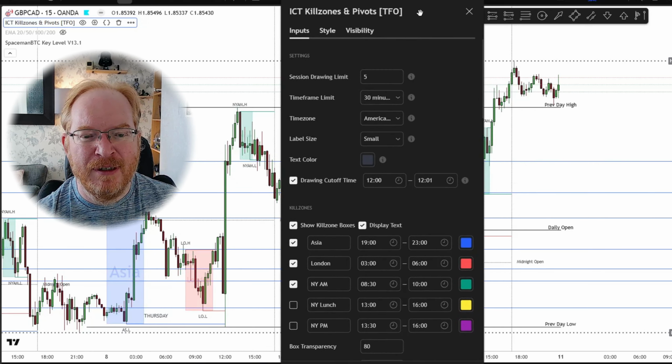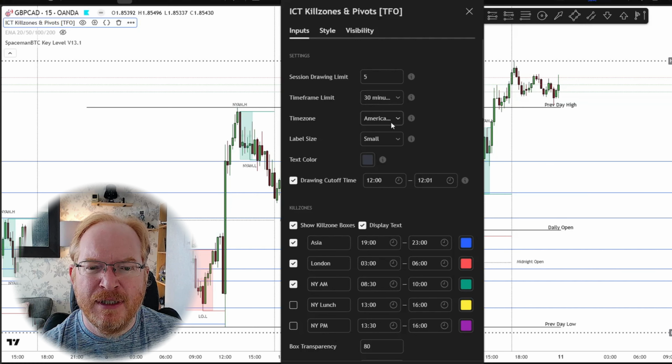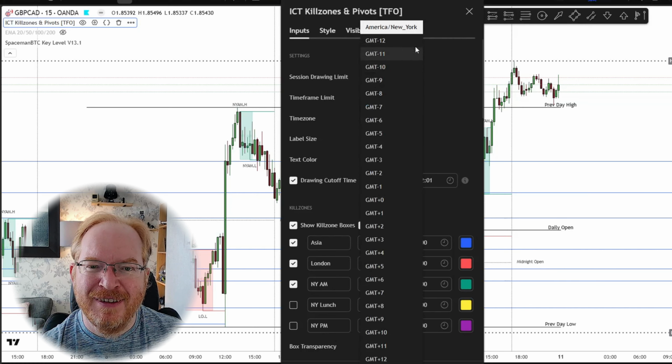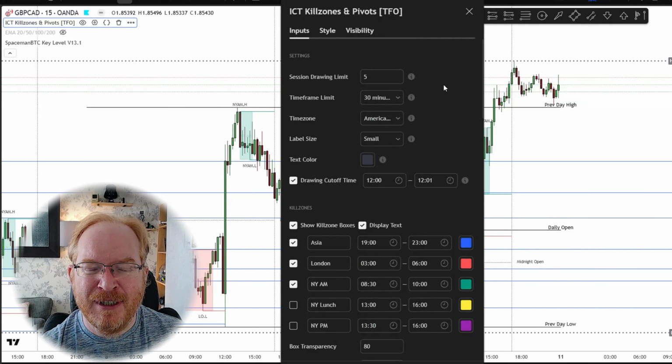Session drawing limit 5, time frame limit 30, kill zone time zone American New York, and then I just allow for that when I put the times in further down here for the UK time. Label size small, text color that little grey color, draw cutoff time 1 minute past 12, and then this is the main part here. So you've got the Asian session, as you can see is this blue section here, London session, and then New York AM session.